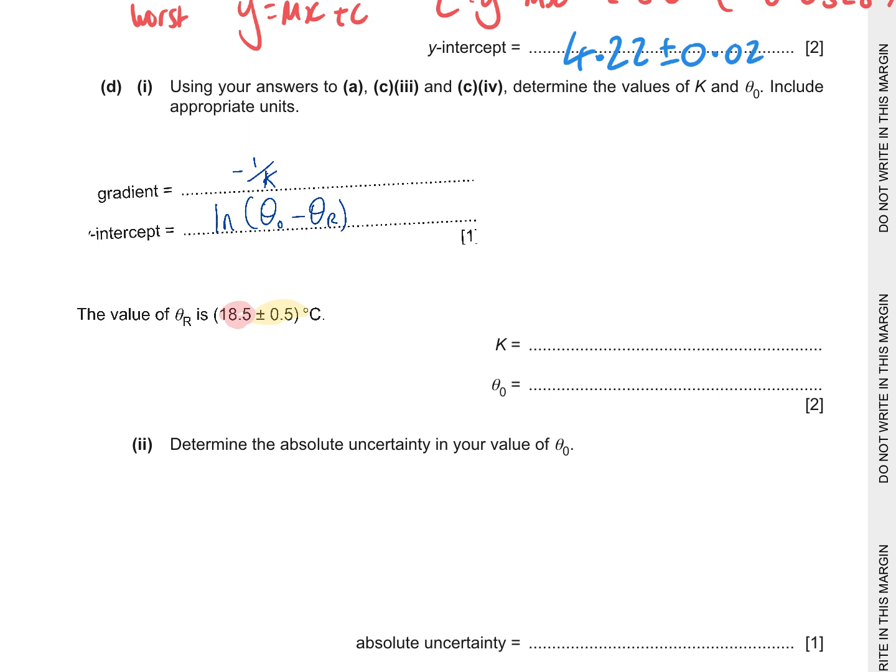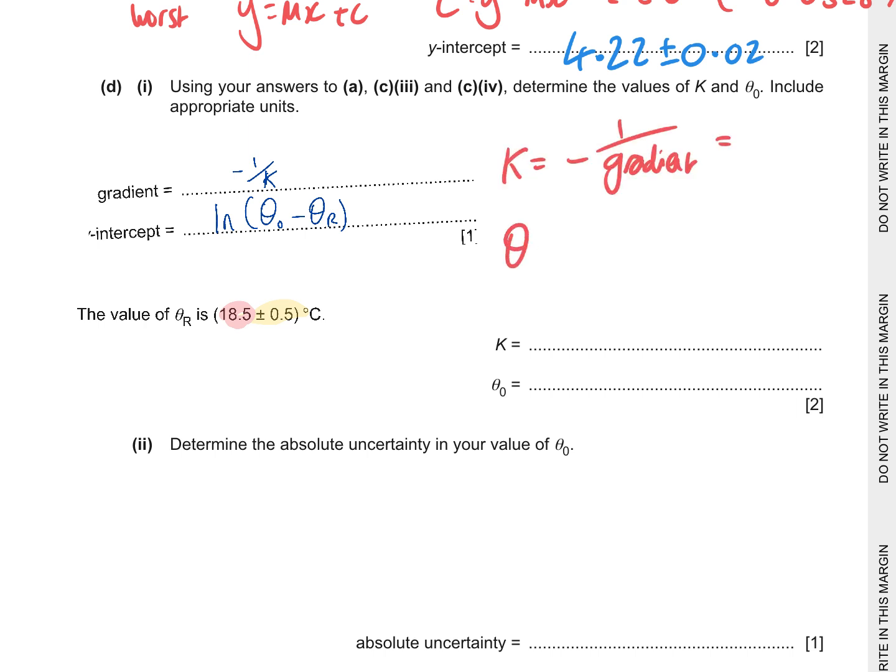What I've done for you here is I've actually screenshotted question A and the information about theta r to find these values. So we know that the gradient equals negative 1 over k, and therefore I'd write that rearranged so the examiner knows you know what you're doing. So you know that k is therefore equal to negative 1 over gradient. It does want units, so we'll talk about these in a second.